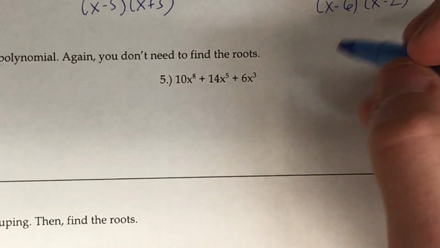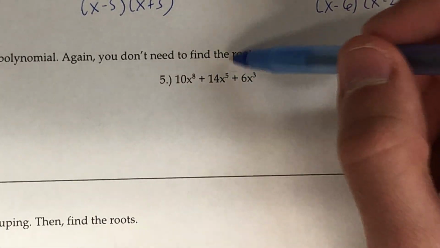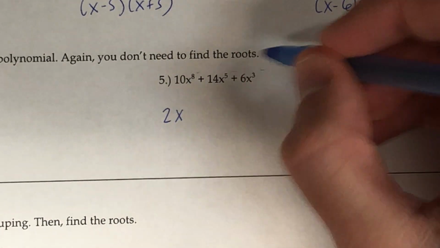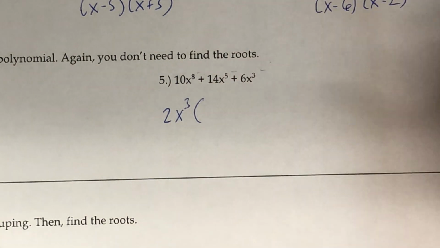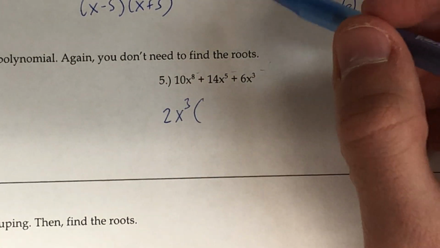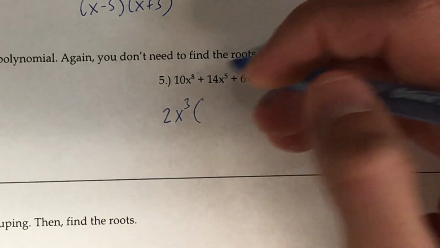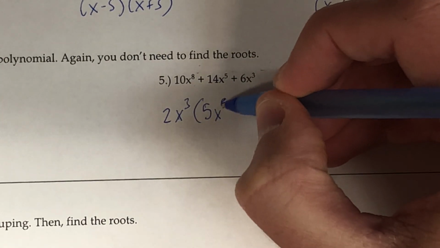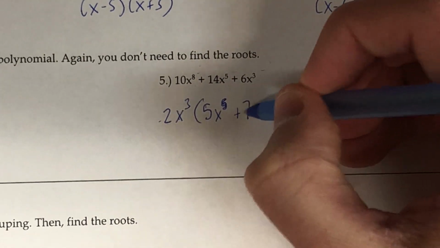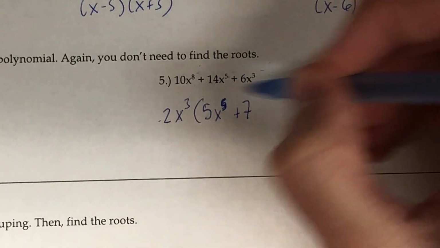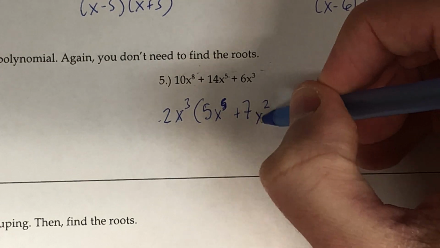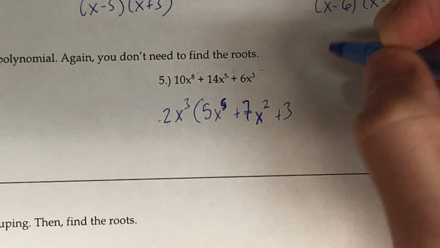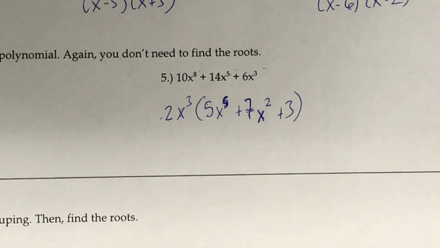For number 5, the largest number I can divide 10, 14, and 6 by is 2. They all have x's. The lowest exponent is 3, so 2x to the 3rd is my GCF. To write the remaining polynomial, 10 divided by 2 is 5. X to the 8th divided by x to the 3rd would be x to the 5th. 14 divided by 2 is 7. X to the 5th divided by x to the 3rd is x squared. And 6 divided by 2 is 3. X to the 3rd divided by x to the 3rd cancels. And there we have it.